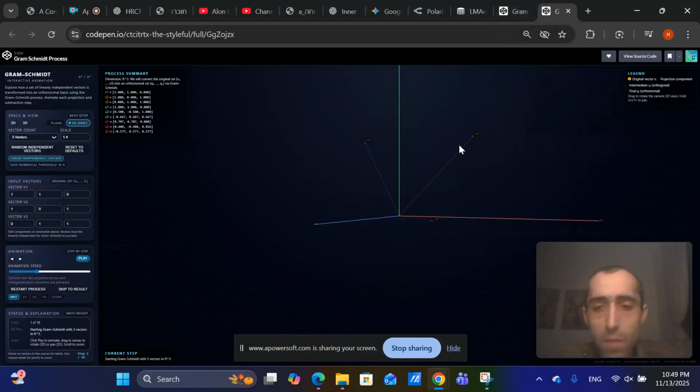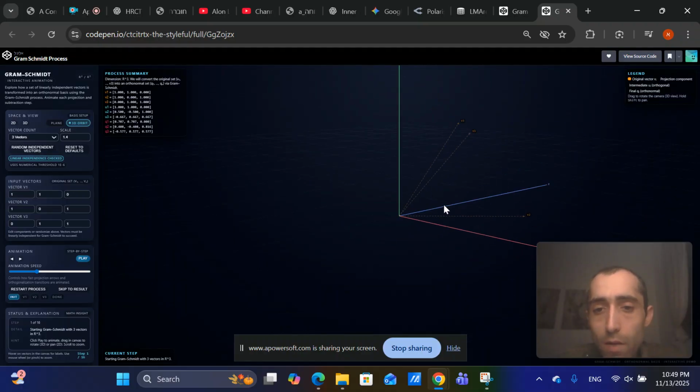So this will be an animation for the Gram-Schmidt process. You can see here three vectors, three linearly independent vectors, v1, v2, and v3. And what we're going to do is to convert these vectors, which are now not orthogonal.